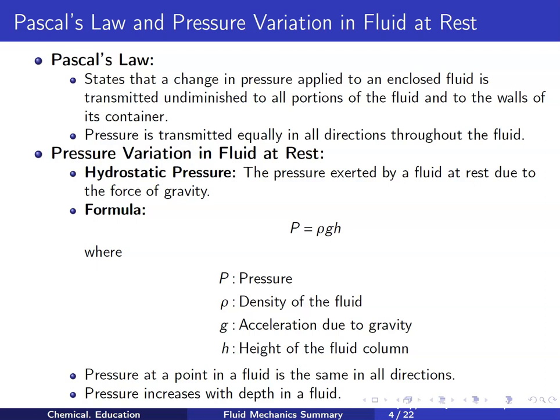Now pressure variation in a fluid at rest. Hydrostatic pressure: the pressure exerted by a fluid at rest due to the force of gravity. Formula is P is equal to rho gh, where P is pressure, rho is density of the fluid, g is acceleration due to gravity, h is height of the fluid column. Pressure at a point in fluid is the same in all directions. Pressure increases with the depth in a liquid.